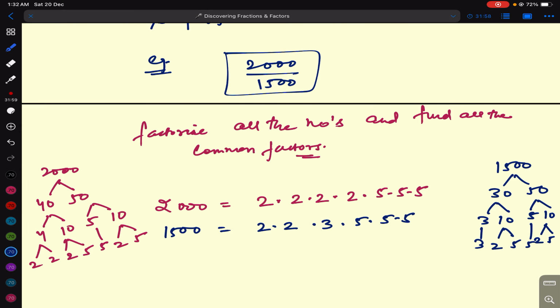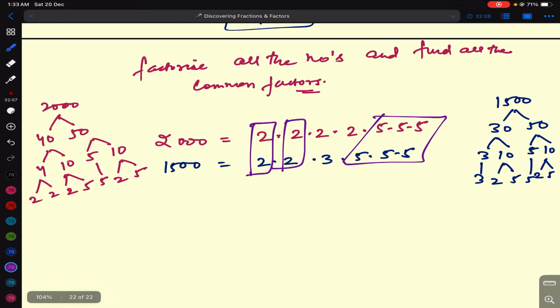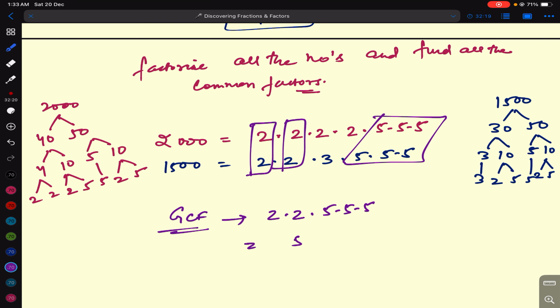So what are common here? This is common, this is common, then these three are common, correct? So the GCF here is 2 times 2 times 5 times 5 times 5, which is 4 times 5, which is 20. 20 times 25 is 500. So the GCF here is 500.